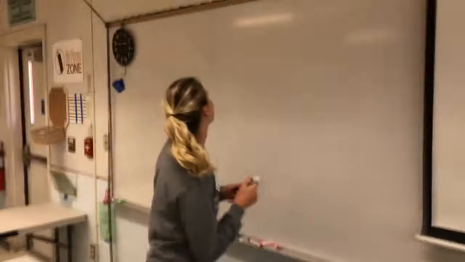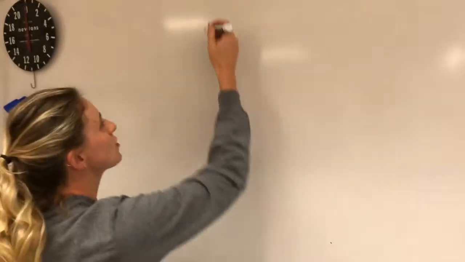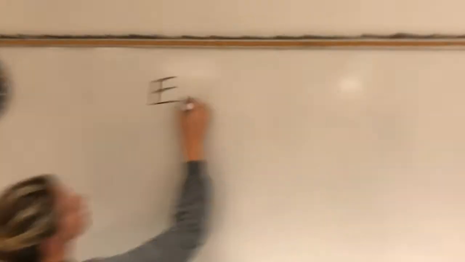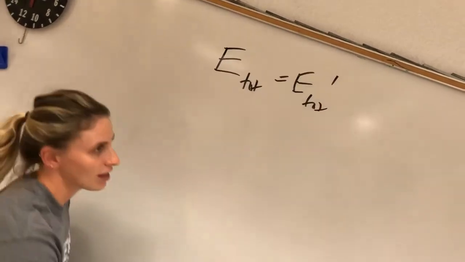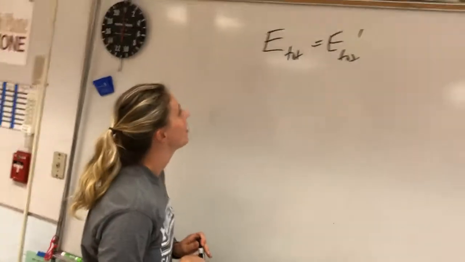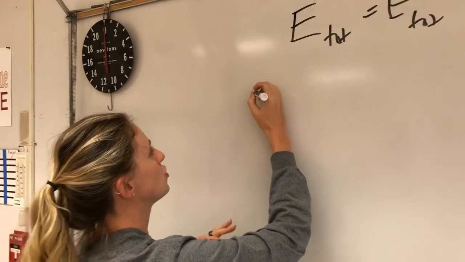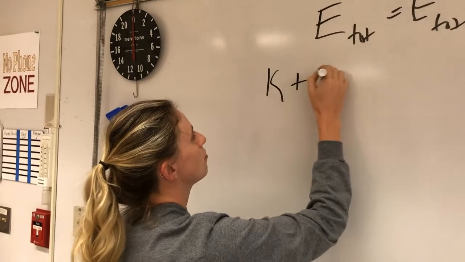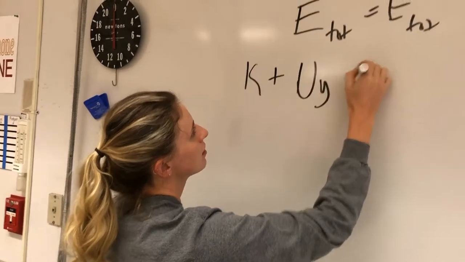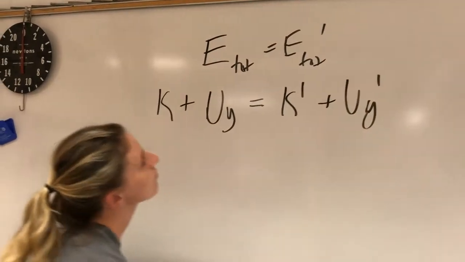Here is what we predicted. First of all, let's start with energy total equals energy total at the beginning, because the law of conservation of energy is a thing. We're talking about mechanical conservation of energy, so kinetic energy plus UG equals the kinetic energy at the end plus UG at the end.